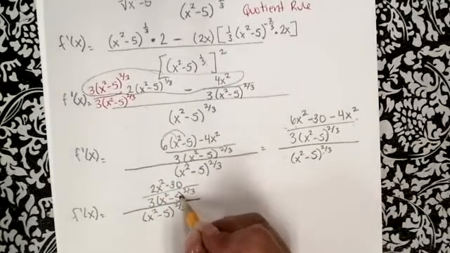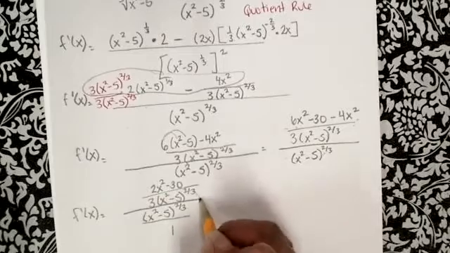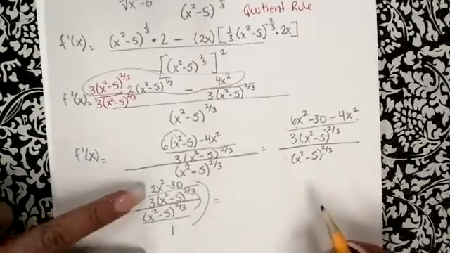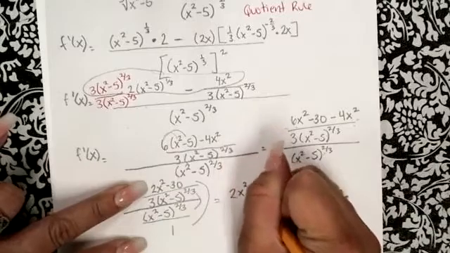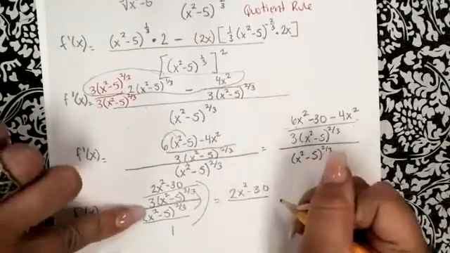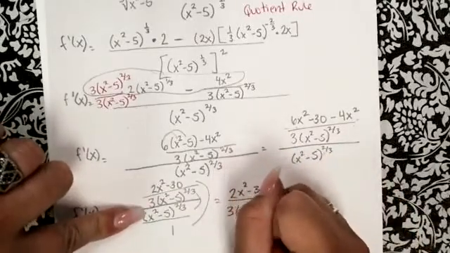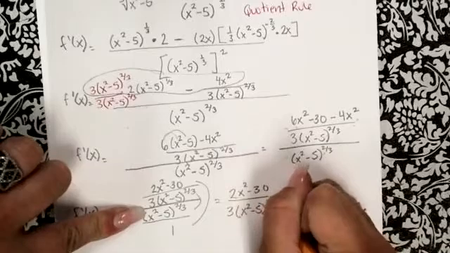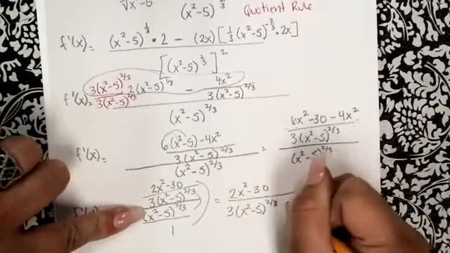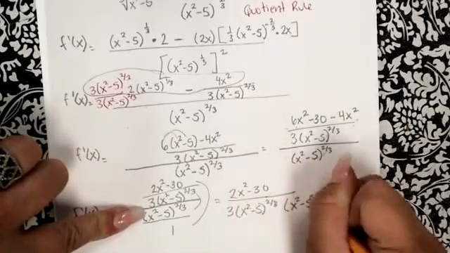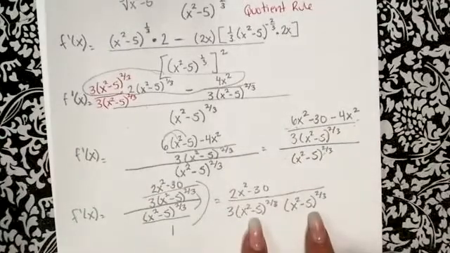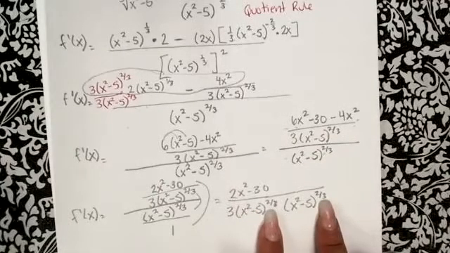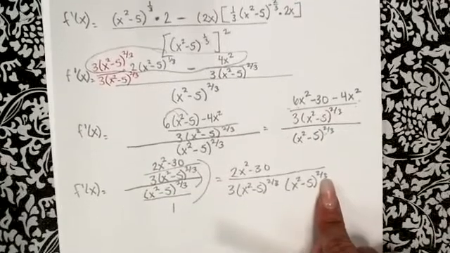Now I have a fraction. I'm going to make this over a fraction. The outside goes on the top, which is going to be the 2x squared minus 30. The inside, which is the 3x squared minus 5 raised to the 2/3, and x squared minus 5 raised to the 2/3, those go together. Those are the same bases, so those need to just add the exponent. So 2/3 plus 2/3 is 4/3, which reduces.